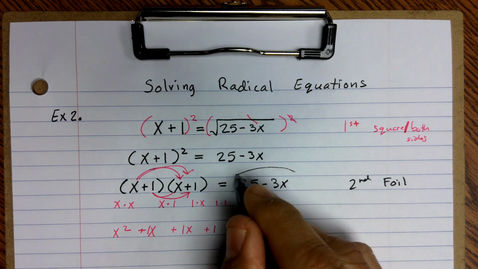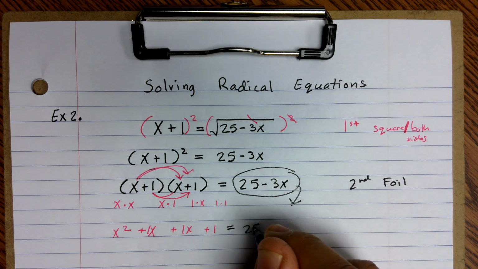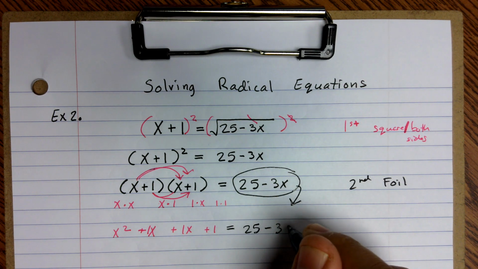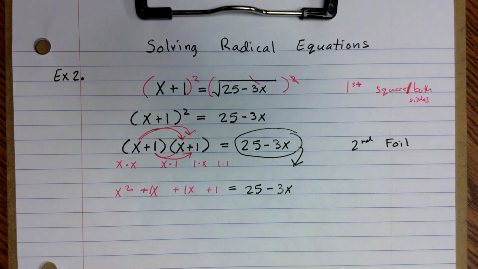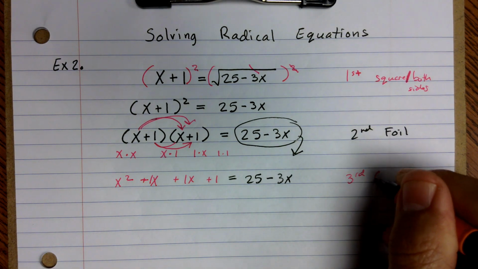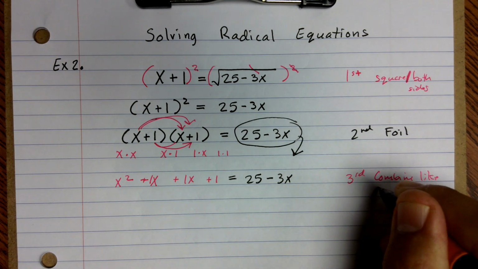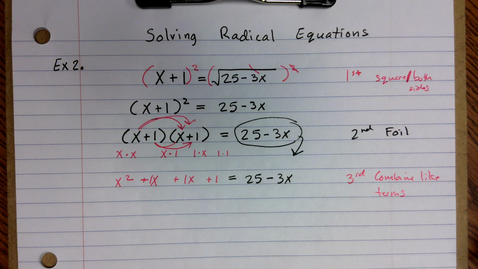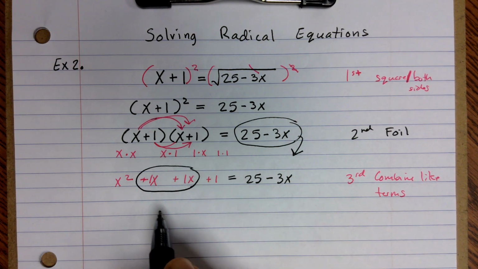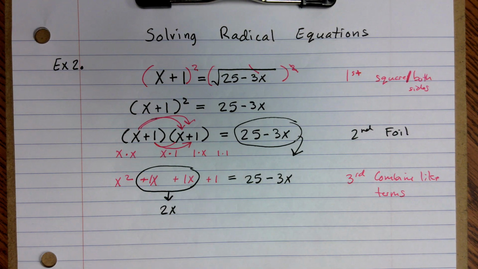Now in the meantime, we haven't done anything to the right side other than removing it from the radical by squaring it. We're just going to go ahead and bring it down real quick. So I have 25 minus 3x. And now we're just going to continue the process. So at this time, our next step is to combine like terms. So we're going to take our two middle terms right here and put them together. So it's 1x plus 1x. That's going to leave us with simply 2x.